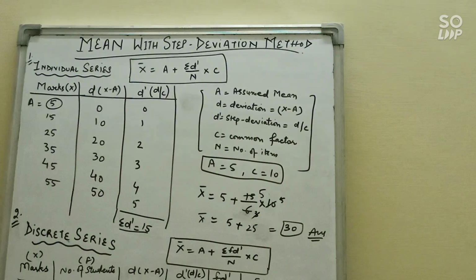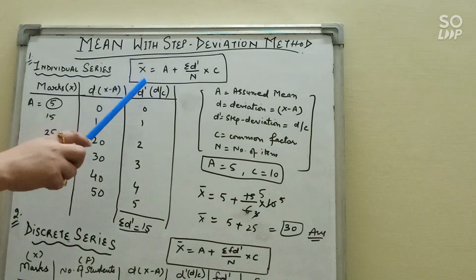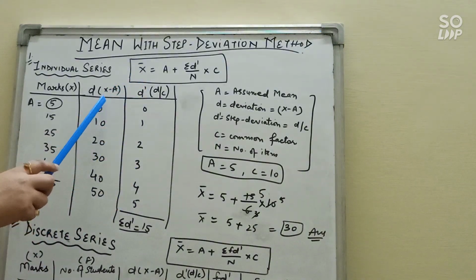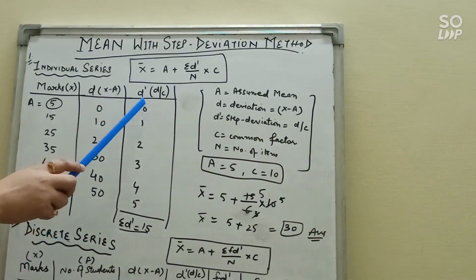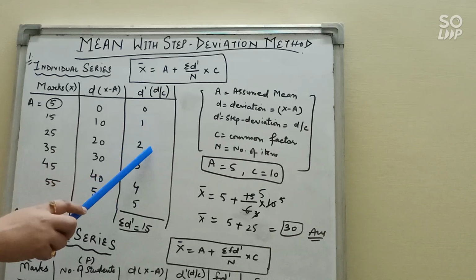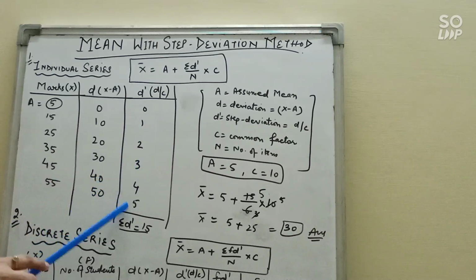Common factor means we'll check these deviation values for the highest common factor. These values are divisible by 2, by 5, by 10 also. So we'll take the highest divisible factor. We'll take c as 10. Now find out d dash. When you divide these values by 10, you have 0, 1, 2, 3, 4 and 5. Clear? So it helps to make your calculation easier.